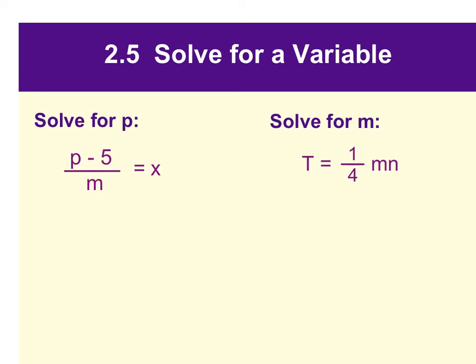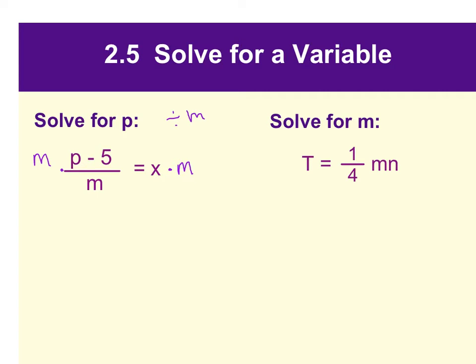So if you have a big fraction bar like this, so you have a couple things, p minus 5, the whole thing is being divided by m. If you ever have an example like that, you are always going to start by undoing the division. Well, what are we doing? We're dividing by an m. The opposite of dividing by m is to multiply by m. And you're going to multiply by m on both sides.